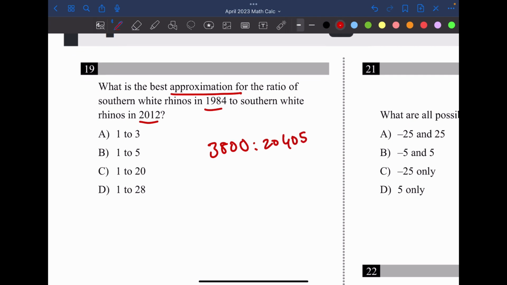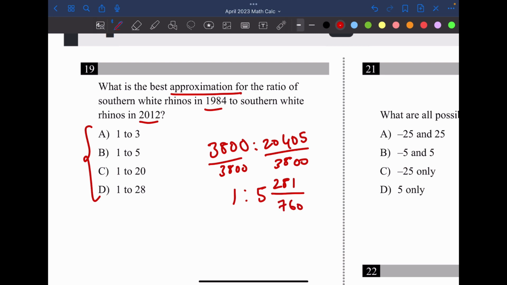Okay, now if you notice over here in all these choices, all of them have 1 to something. That means you have to make this a 1. In other words, divide both sides by 3,800. If you do that, you're going to get that this is equal to 1, 2, 5, 281 over 760. This is a mixed number.